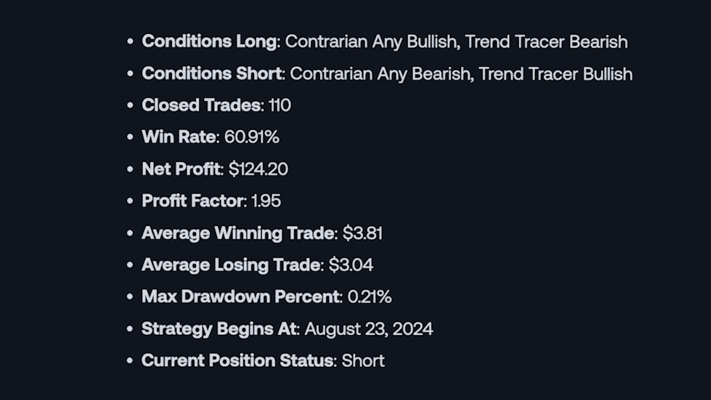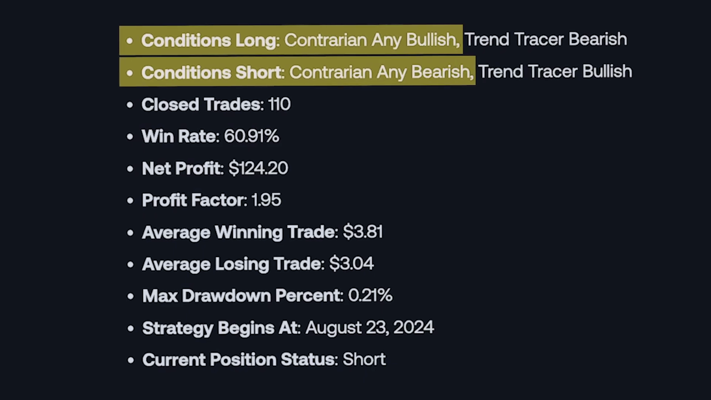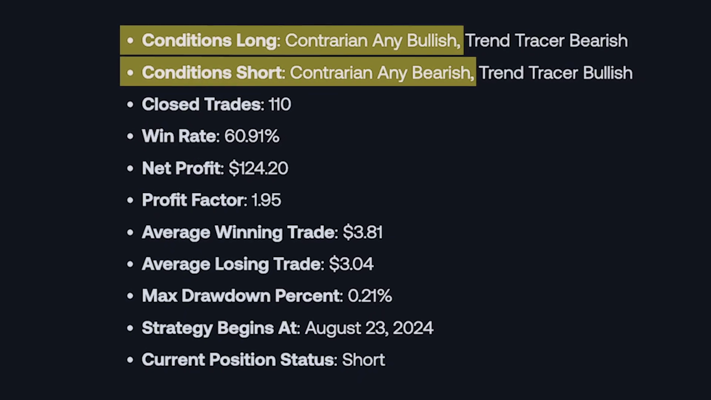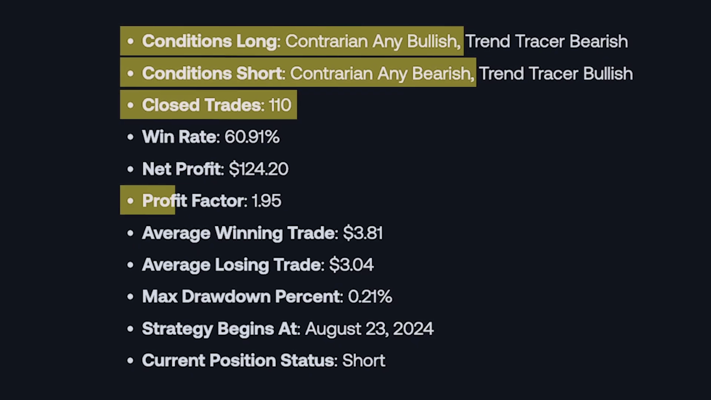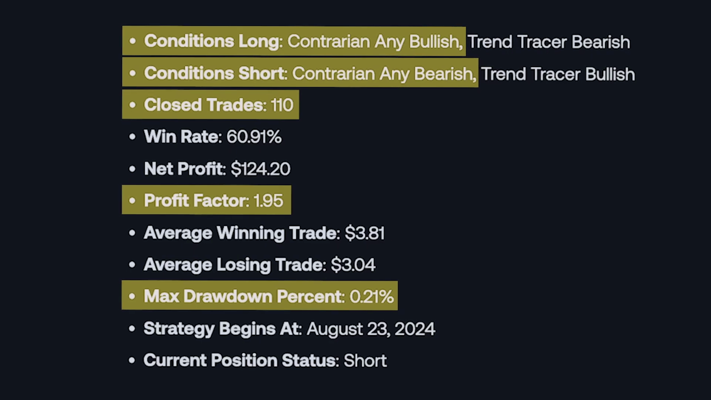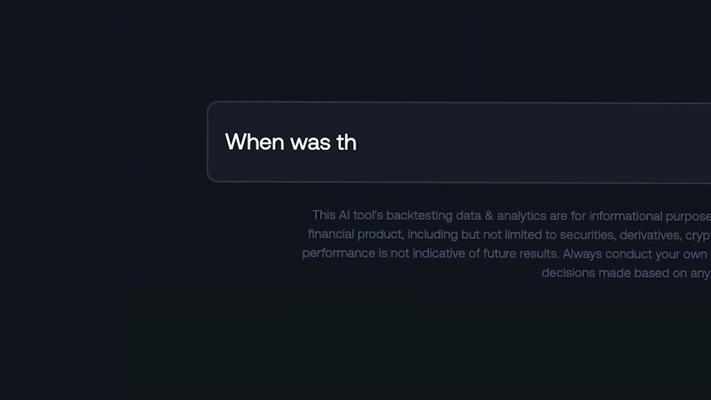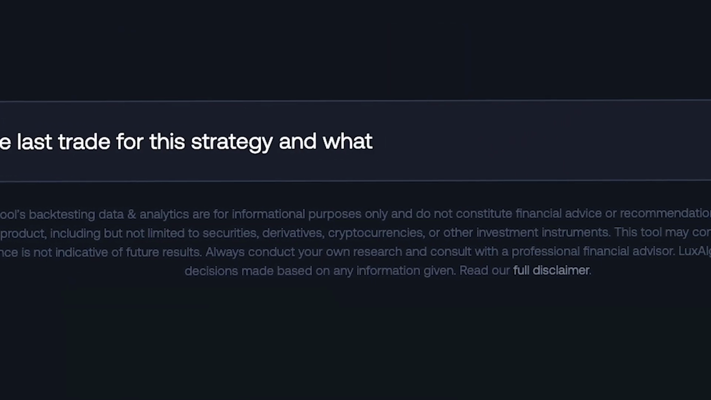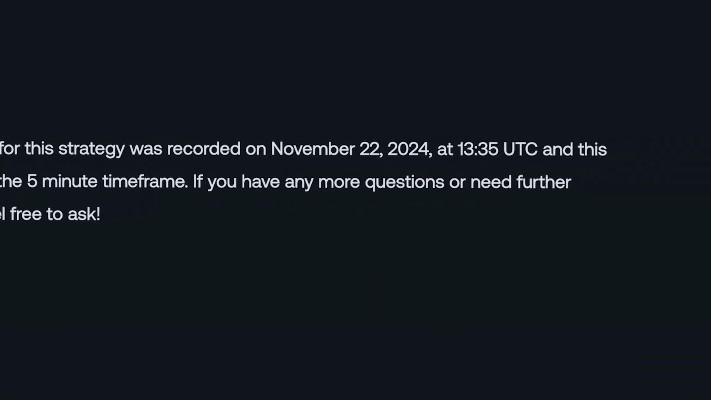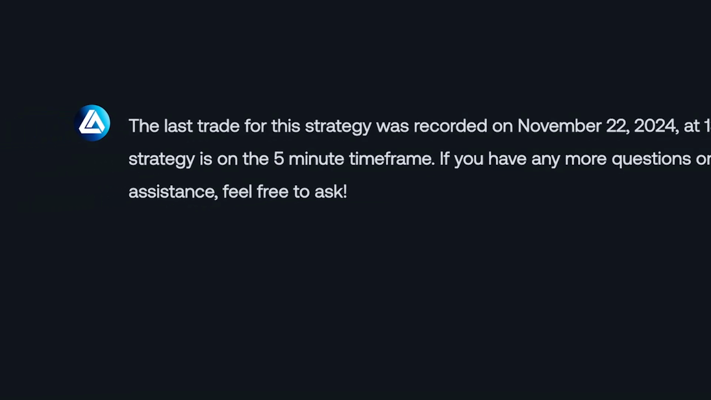Now, looking at the results, we can see it's using contrarian signals from the signals and overlays toolkit. This is good for mean reversion strategies. It has over 100 trades, has a high profit factor, and a really low drawdown. Now, this is good, but let's ask for some more details. When was the last trade for this strategy, and what time frame is this strategy on? And now we know the last trade wasn't too long ago, and this strategy is on the 5-minute time frame.